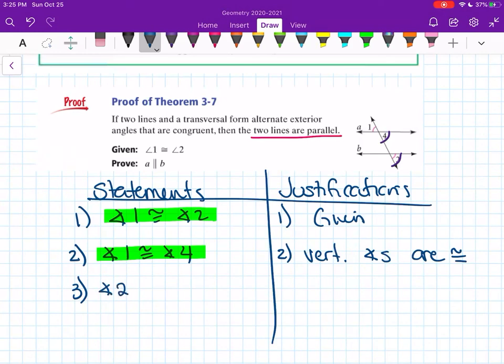So once again, we have our good old friend substitution. Angle 2 is congruent to angle 1, which is congruent to angle 4. Therefore, angle 2 and angle 4 must be congruent to each other. So that's substitution.